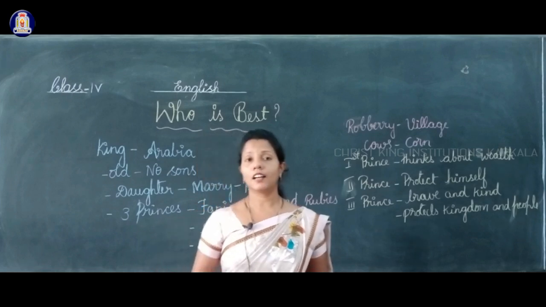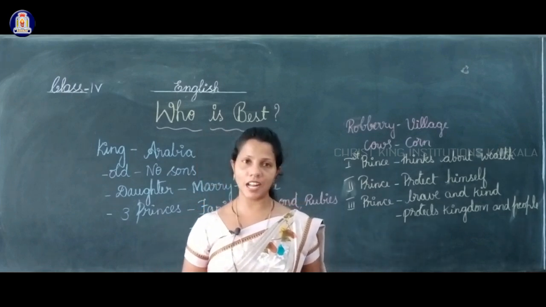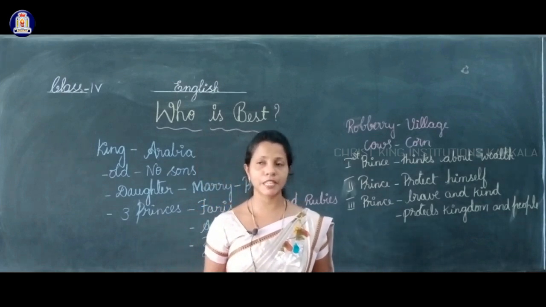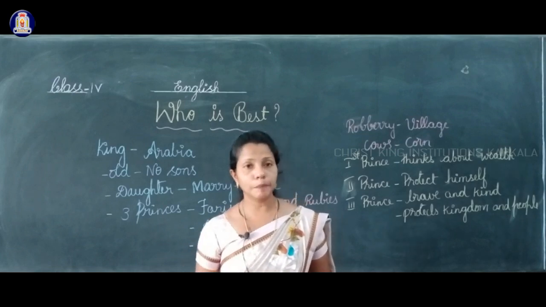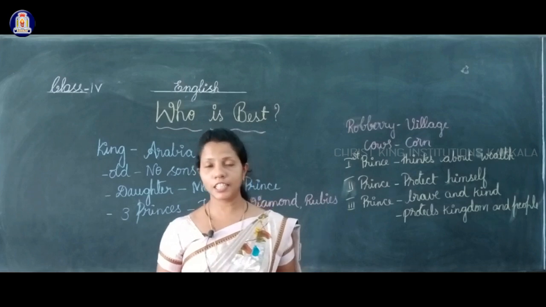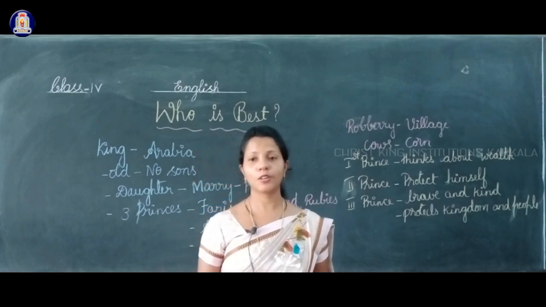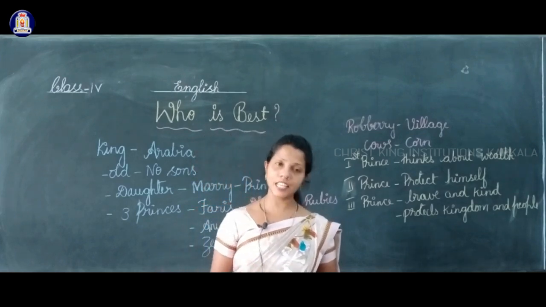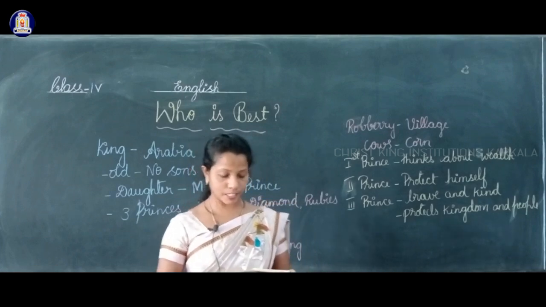The second prince brings a gun to protect himself. The third prince comes with nothing. Now whom did the king choose, do you think? Who is that? Yes, let's see in the explanation.